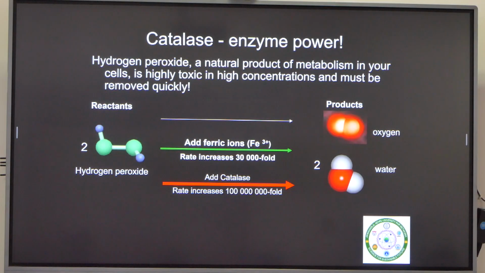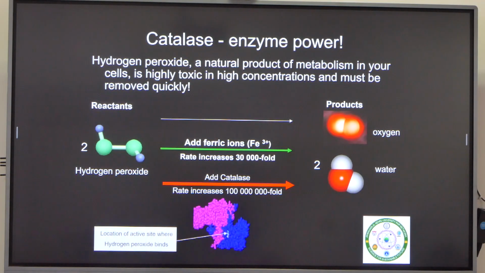And where is the protein and where is the active site? What you can see here is the structure of the protein, and this small part is the active site where H2O2 will bind and will release water and oxygen as products. It is a housekeeping enzyme in your body which is eliminating the toxic substance called hydrogen peroxide.